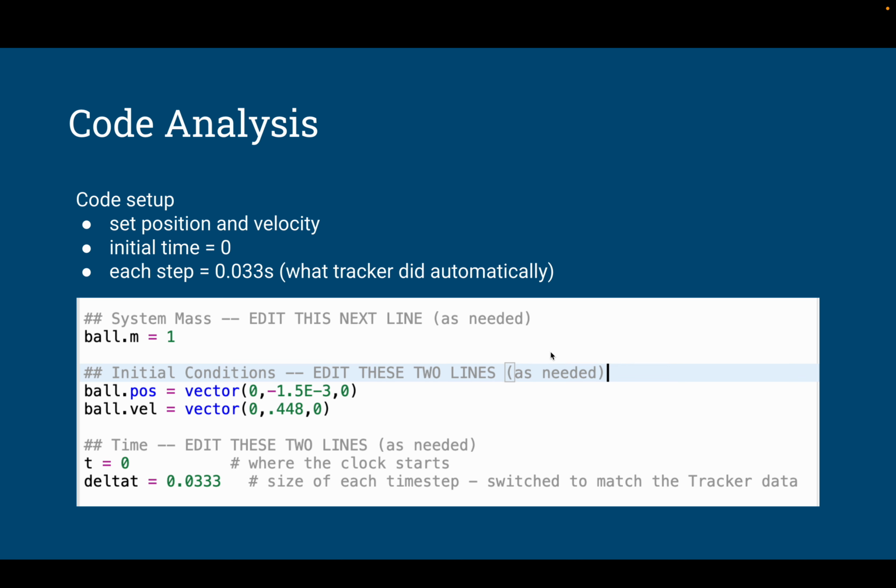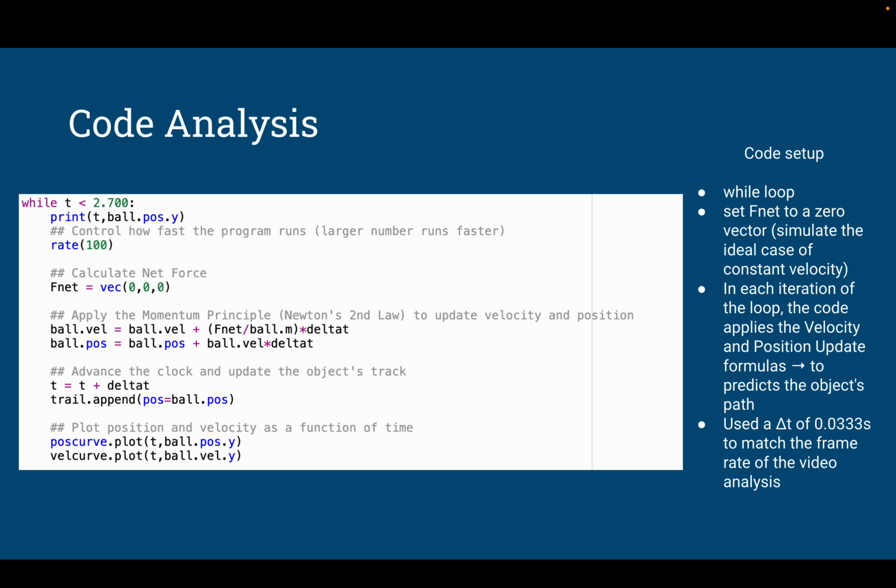Then the code analysis, you set the initial position and velocity, as you can see here, using .pos and .vel. And then we set the delta t at 0.033, which is just what the tracker data did. We have a while loop with t less than 2.7 because that's how long it's going to run for. And then we set F net to 0, which is simulating the ideal constant velocity.